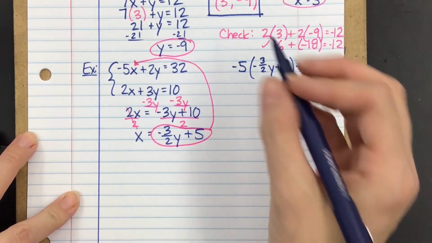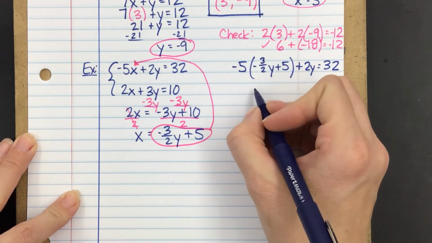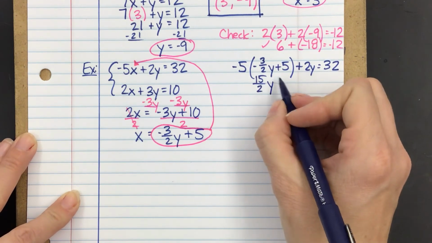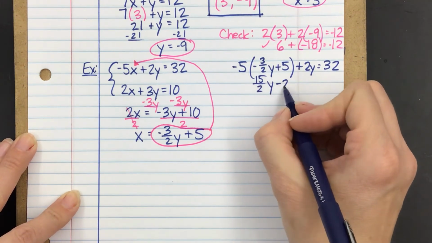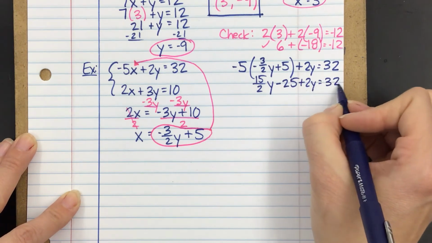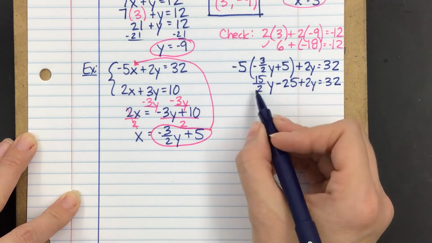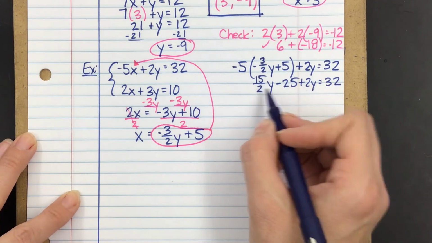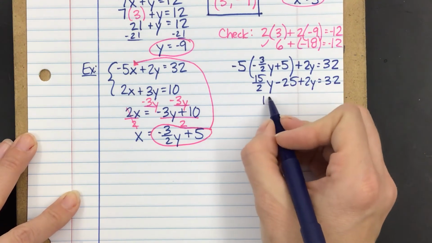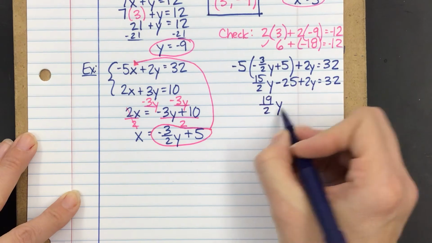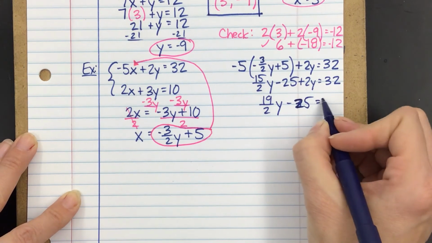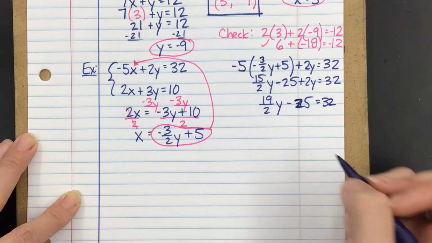So I'm going to distribute. This will be positive 15/2 y, and then this is going to be -25. I need to combine like terms here, but I have a fraction. So this is the same as 4/2. So that'll be 19/2 y minus 25 is equal to 32.